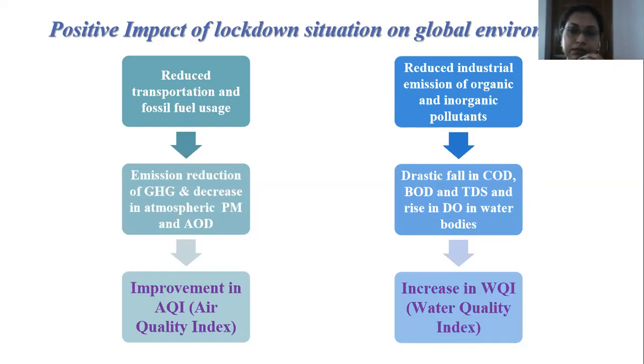And the COD level, COD is chemical oxygen demand, BOD level, that is the biological oxygen demand, the TDS, that is the total dissolved solid, were reduced in the water, which causes pollution. And DO, that is the dissolved oxygen, which is the measurement of the dissolved oxygen concentration in the water, were increased. Finally, the water quality of all the water bodies were improved. That is the increase in the WQI, water quality index.